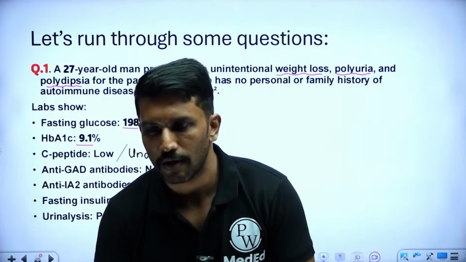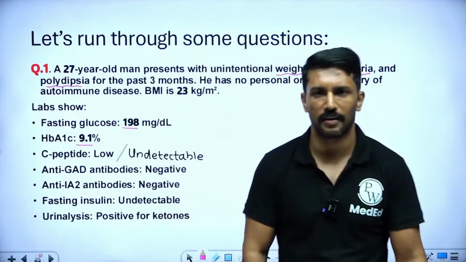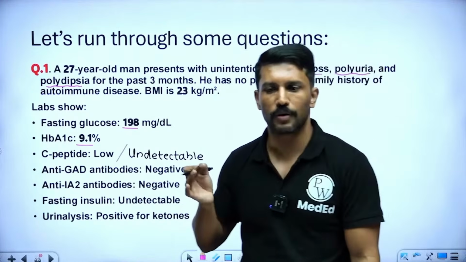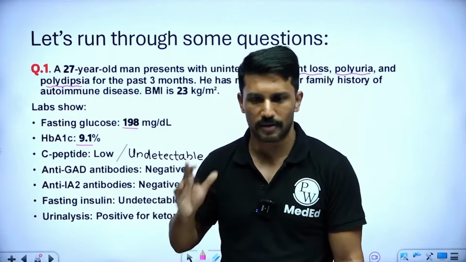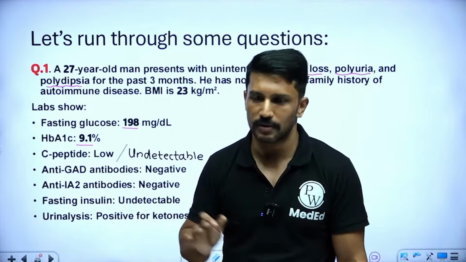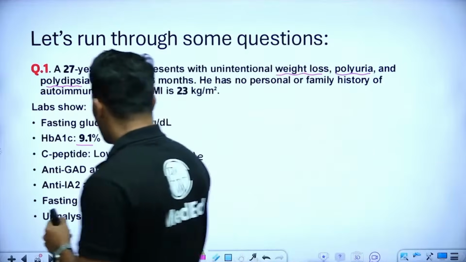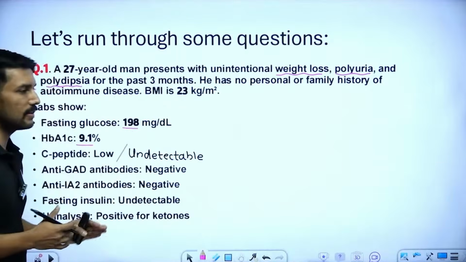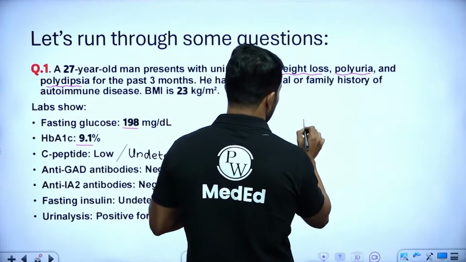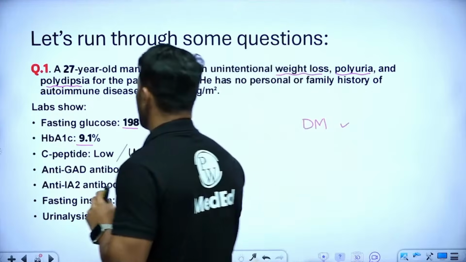Is he diabetic or not? Now we know the criteria, right? What is the diagnostic criteria for diabetes? Fasting plasma glucose value of more than or equal to 126 milligrams per deciliter. Here it is yes. HbA1c of more than or equal to 6.5%. Here it is yes. So that means this patient is diabetic. Now from the rest of the information, I have to diagnose whether it is type 2, type 1, or MODY or something else, right? So he is diabetic for sure. Diabetic diagnostic criteria is satisfied.